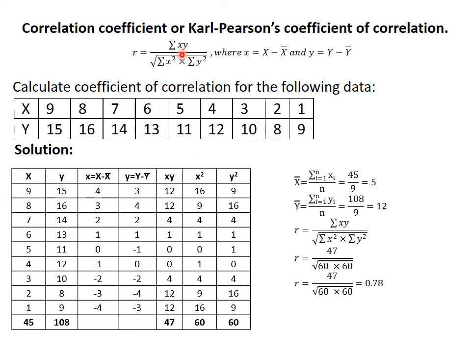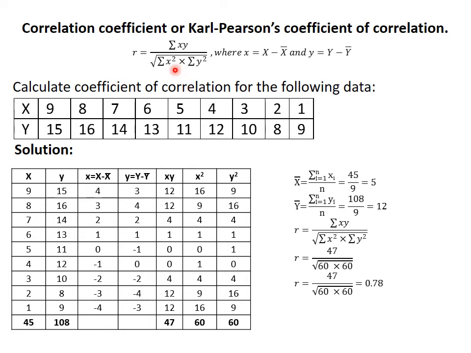Then we need xy. That means we have to find the product of these two columns. So multiply these two values: 4 into 3 gives 12. 3 into 4 gives 12. 2 into 2 is 4. 1 into 1 is 1. 0 into anything is 0. Likewise, you calculate the remaining values. And finally, you add up all the values, which is the sum xy.